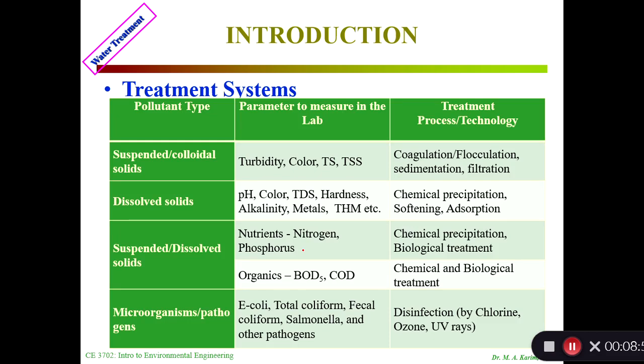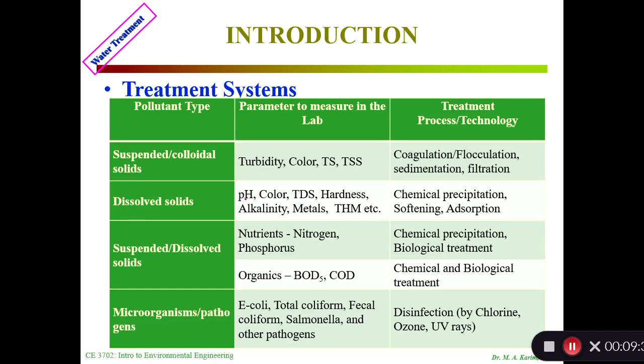These are the treatment systems. This table gives us a very good idea of the different types of pollutants, how we measure them in the lab, and what treatment process or technology we can use to remove them. The first one is suspended and colloidal materials: solids, turbidity, color, TS (total solids) and TSS (total suspended solids). Coagulation, flocculation, sedimentation, and filtration are the processes that should be able to remove or reduce those suspended and colloidal particles.